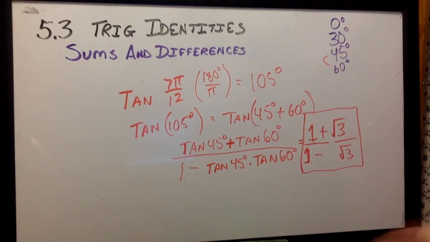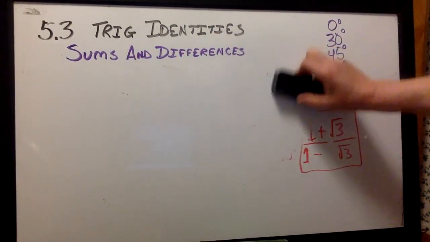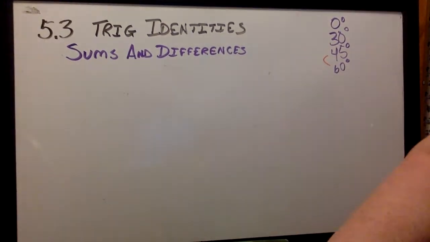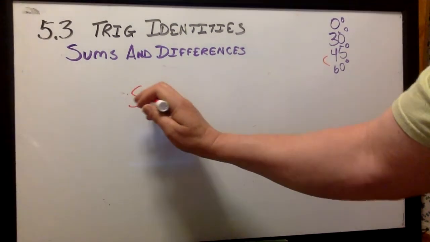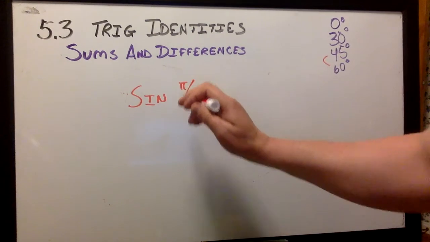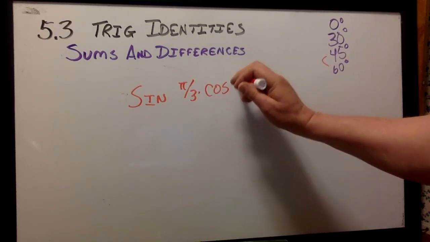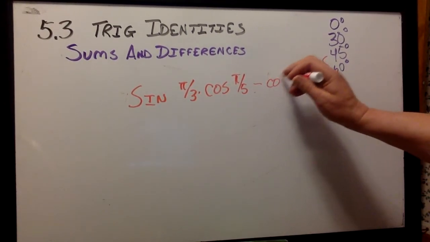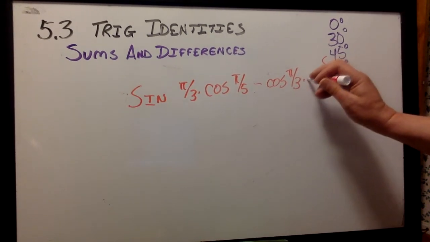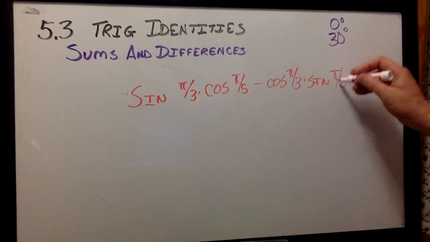Okay, now the only leg left is, what if we wanted to work backwards? What if we wanted to work backwards? Okay, so I'm going to skip to problem 4 on the practice. It's sine of pi over 3 times cosine of pi over 5 minus the cosine of pi over 3 times sine of pi over 5.